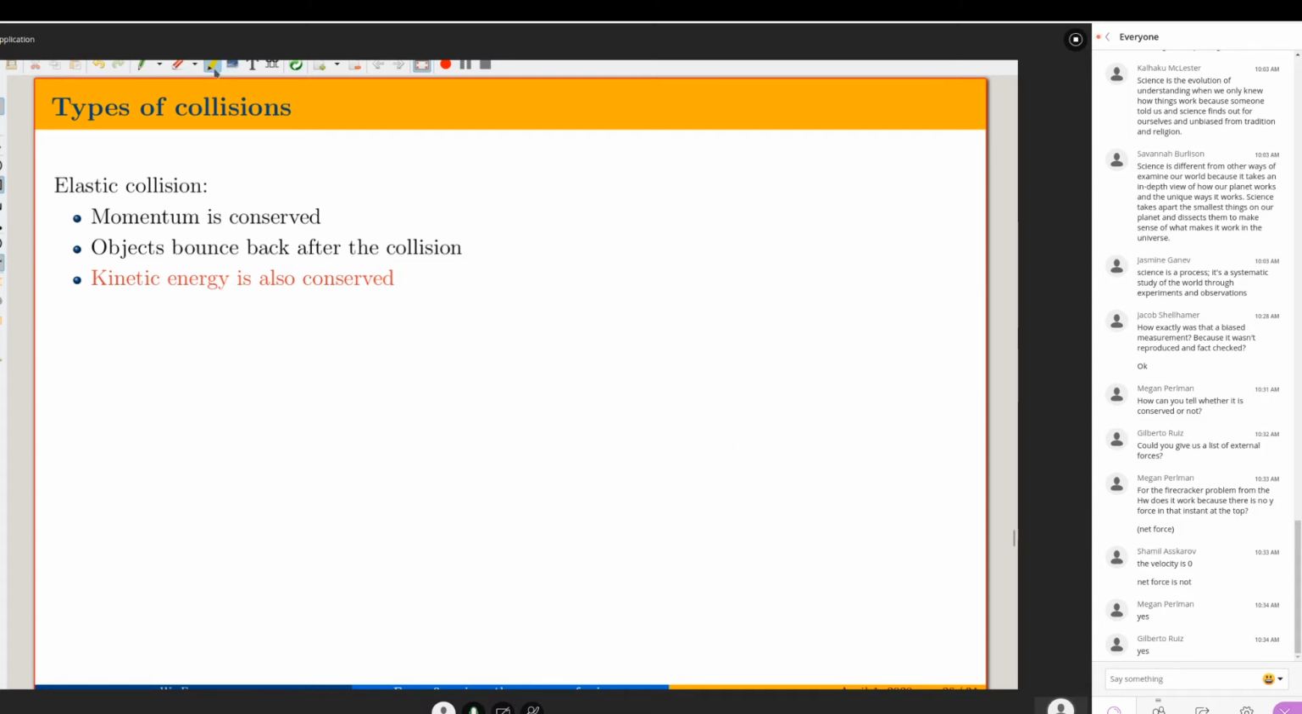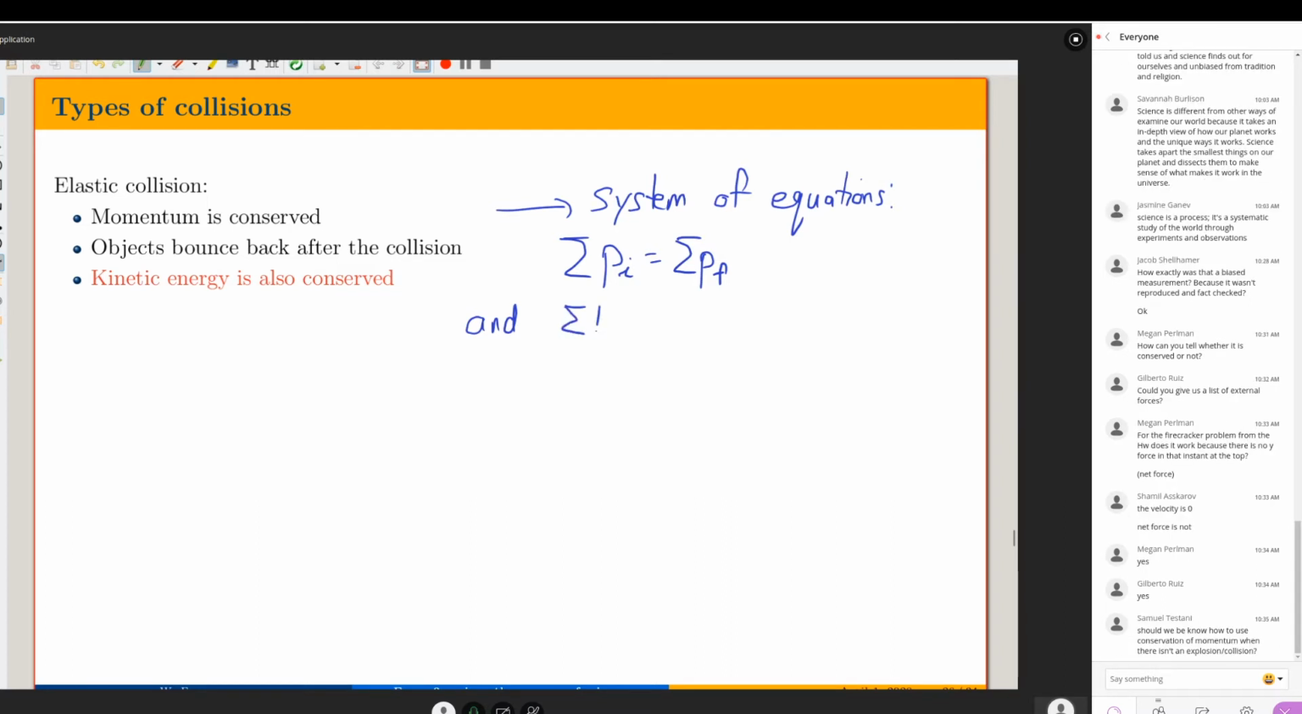So if you ever have an elastic collision, I know there's one on the practice exam because I wrote the problem, this means you're going to have a system of equations. One of them is that the momenta before and after are the same. And the other one is, it's a terrible sigma, that the total kinetic energy is the same before and after.